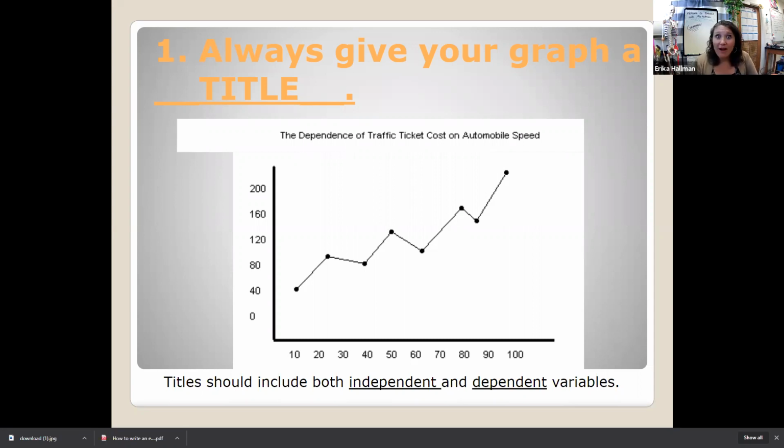So this year, as we graph together, just always go back and look and make sure that you have both independent and dependent variables in your graph.